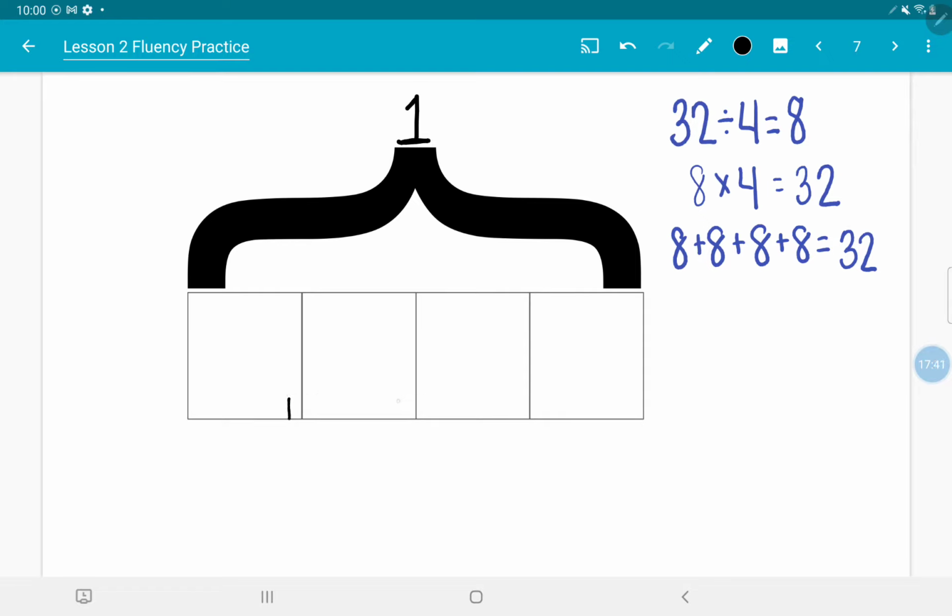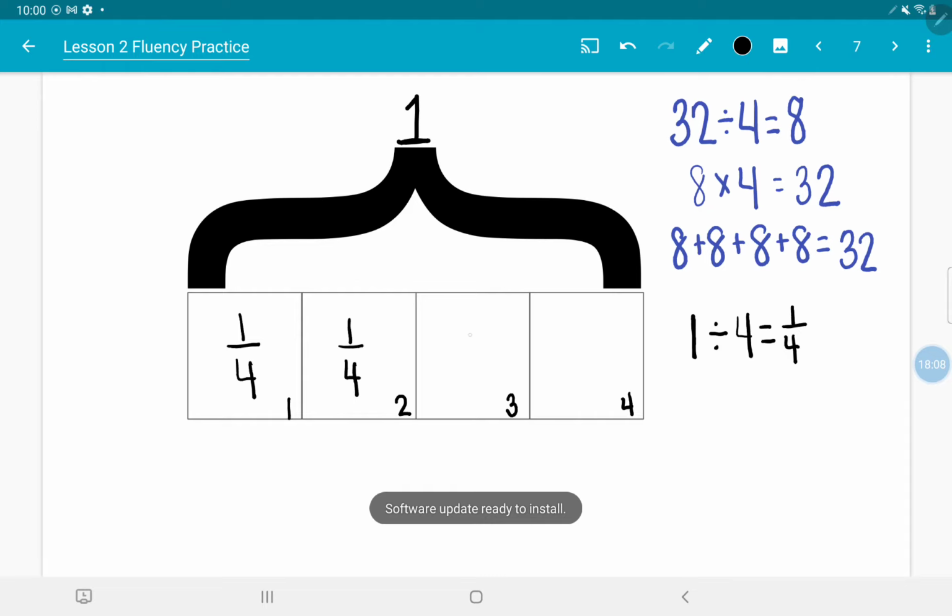Yes. 1, 2, 3, 4. So I'm taking one whole. I'm still dividing it into 4 equal pieces. What's the value of each one of those pieces? 1 what? 1/4, exactly. So it looks funny, but I could still write that as a division equation. My total is 1. I'm dividing that 1 into 4 equal pieces, and the value of each piece would be 1/4.